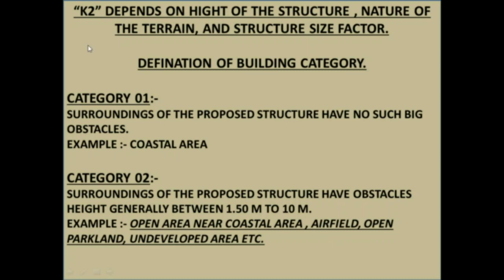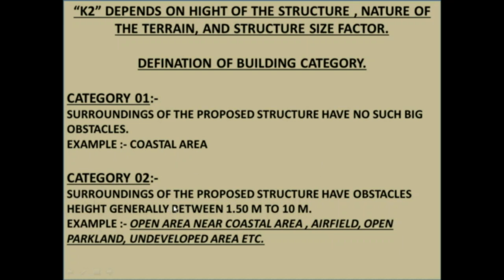Now the K2 factor. The K2 factor depends on the height of the structure, the nature of the terrain and the structure size factor. Definition of building category. Category 1: surroundings of the proposed structure have no such big obstacle, just like a coastal area.